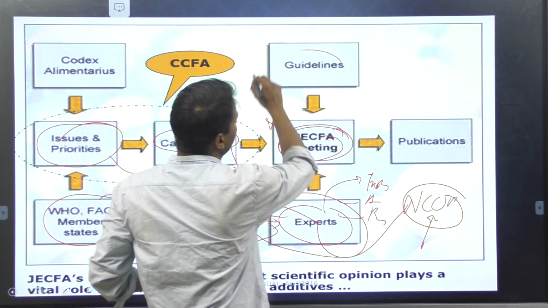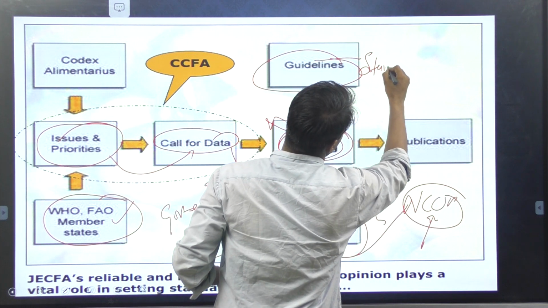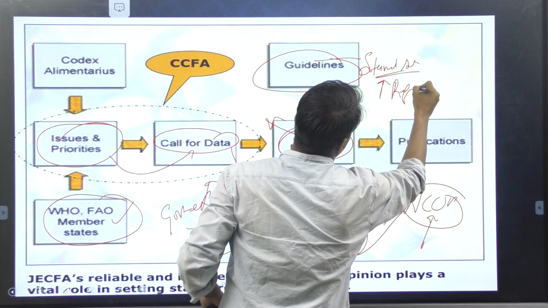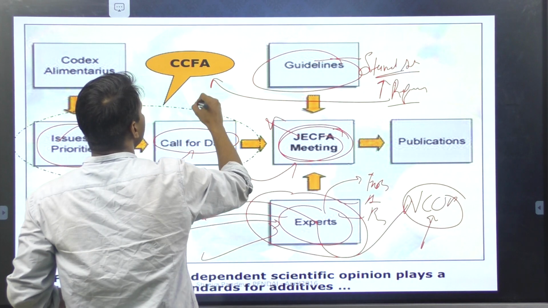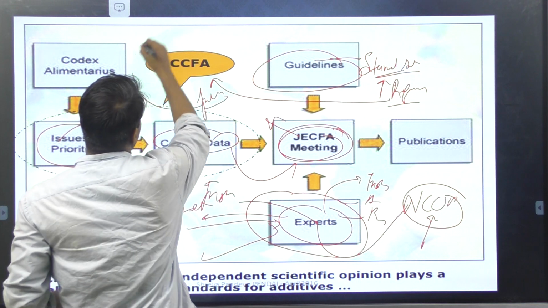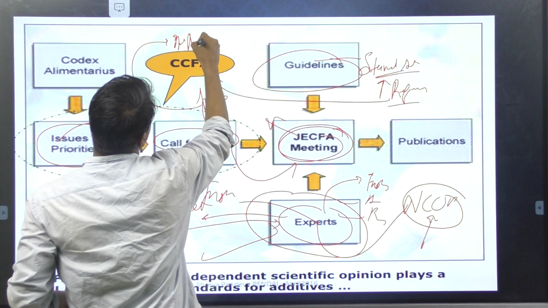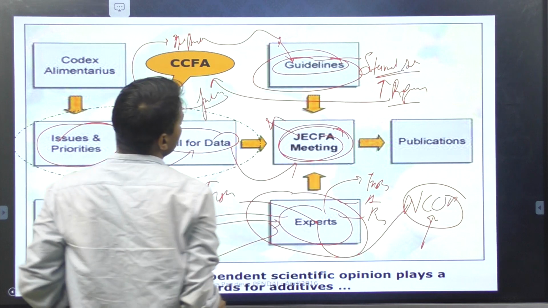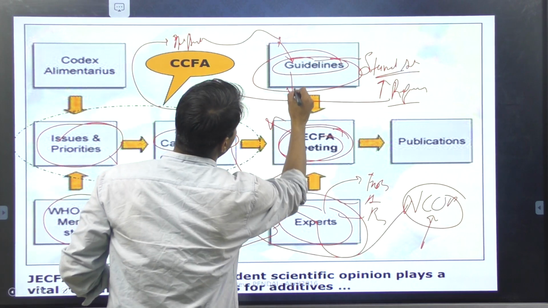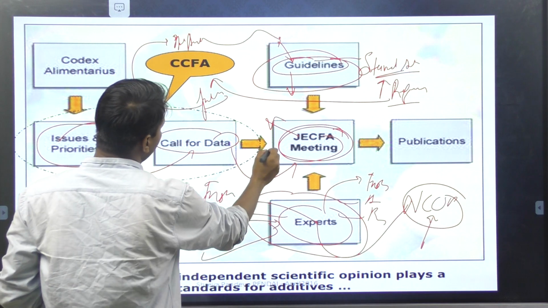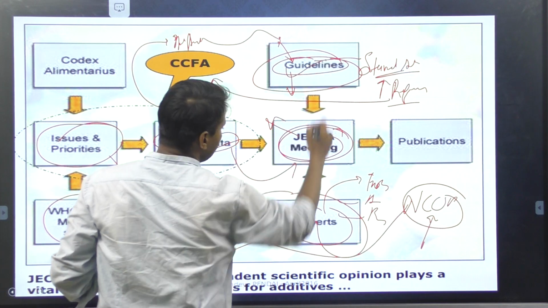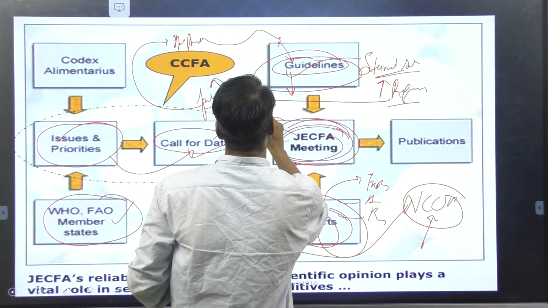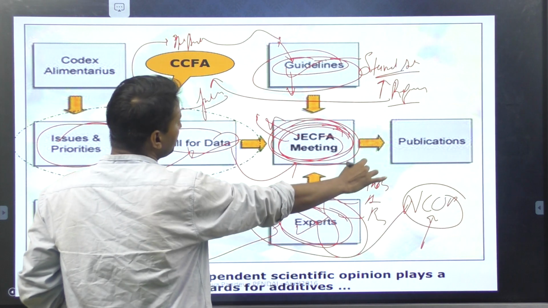Then another part is guidelines. Whatever standards are set, they have to use as a reference, and these references have to be used as a publication. If these publications are found to be authentic, then they are further going to be in the guidelines channel. So this is one of the inputs they are getting from the guidelines. They are getting input from databases, from guidelines, from the experts, and finally it is discussed as a brainstorming session in the JECFA meeting. Then further it is going to be published.